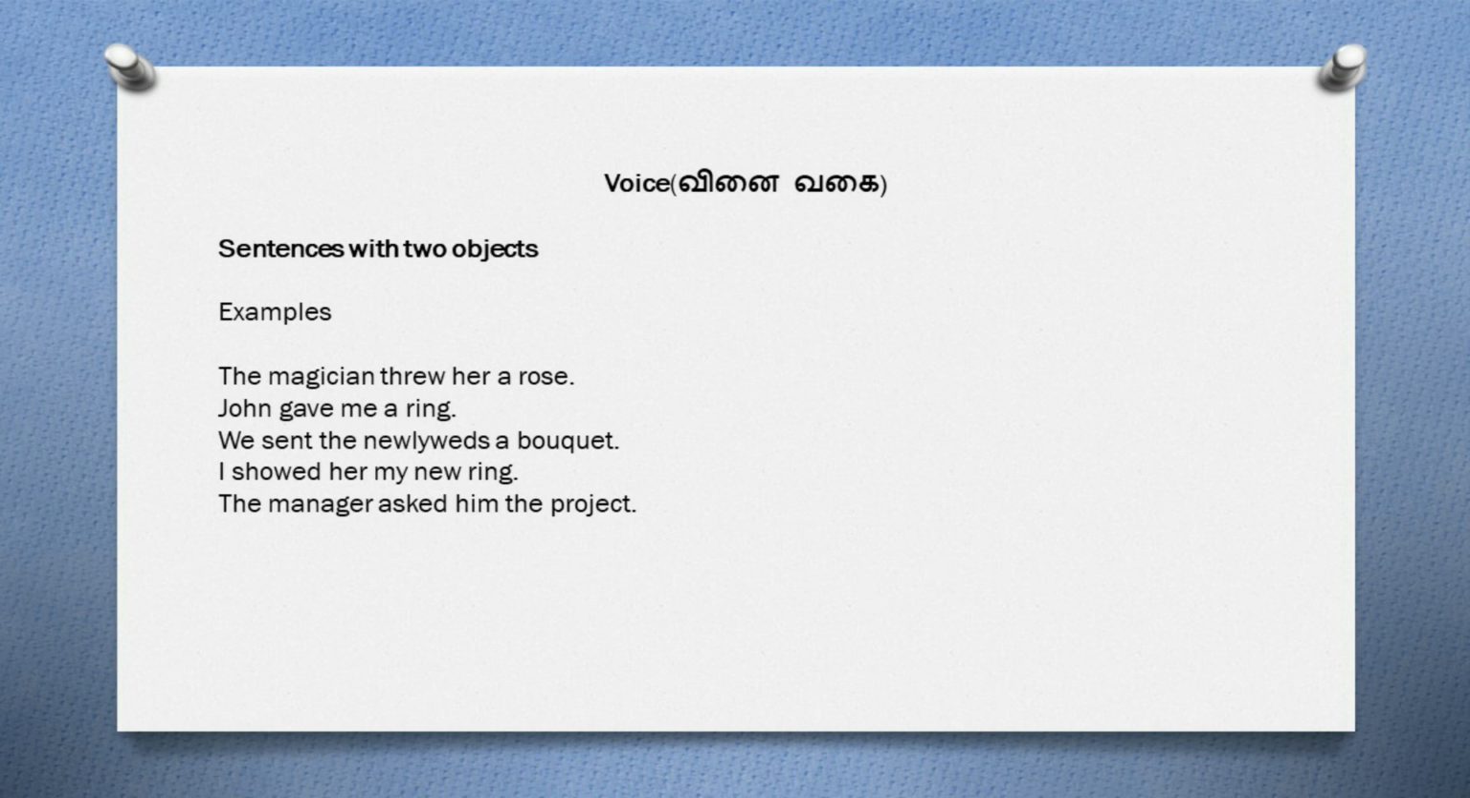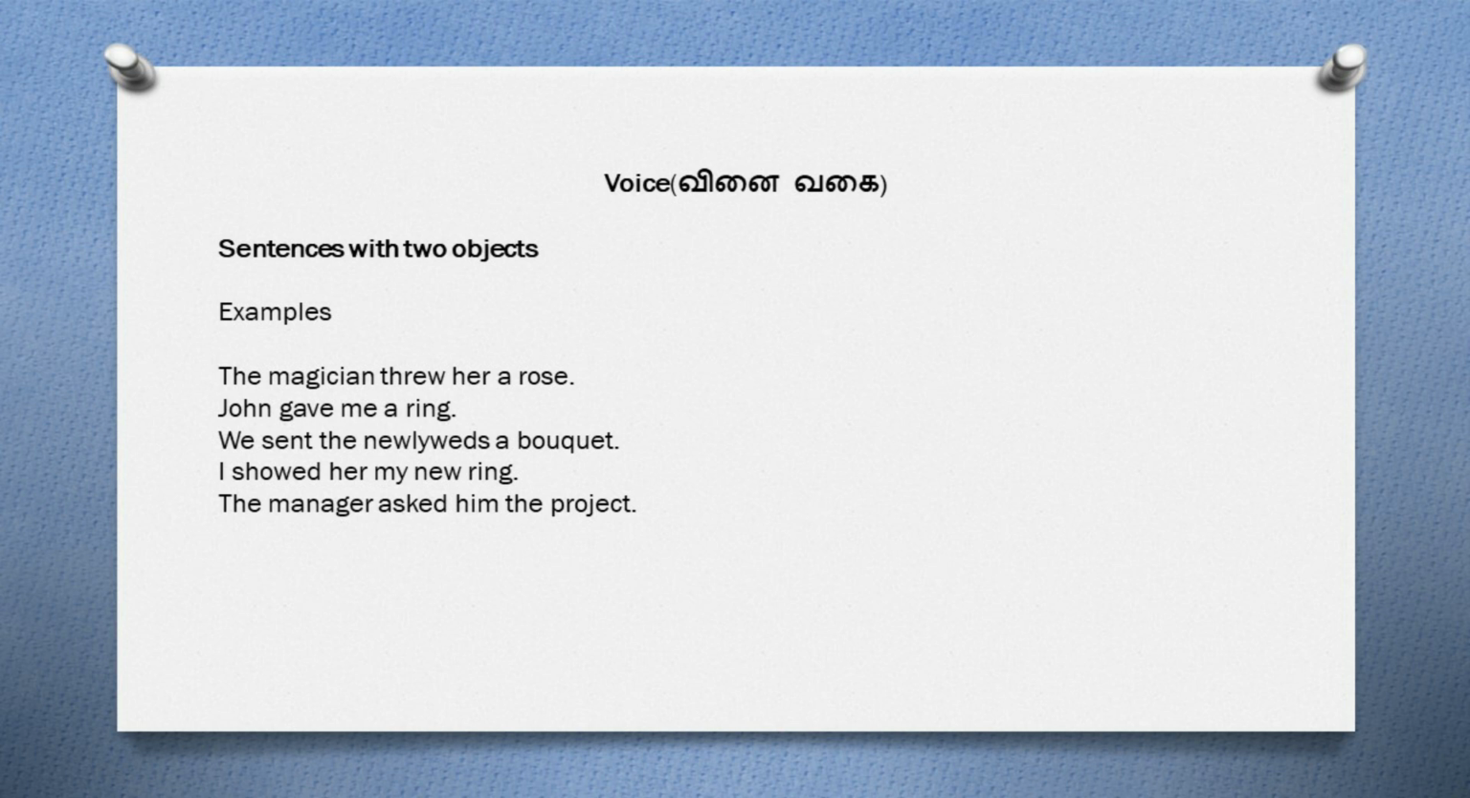Similarly in the next sentence, John gave me a ring. In the sentence, John is the subject, gave is the verb, and when you ask the question what, John gave what, a ring is the answer. So that is the direct object. And me is the answer when you ask the question to whom. John gave a ring to whom? So me is the indirect object.